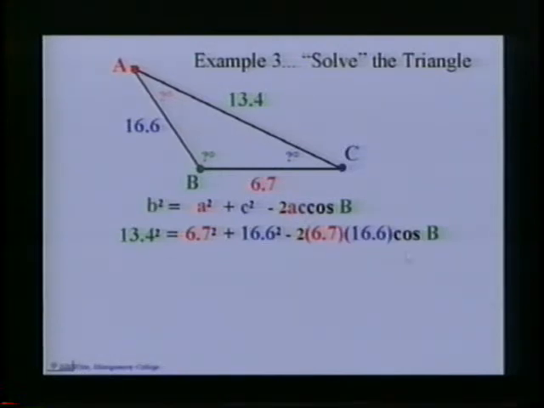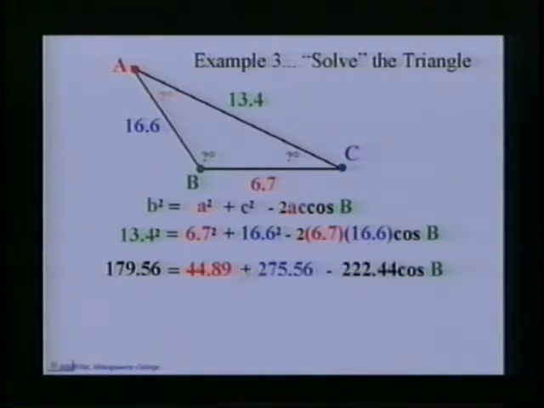Okay, let's do all this multiplication. I'll do it for you. You paid for me. I'll do it. 6.7 squared is that. 16.6 squared is that. And then get all this multiplication. 2 and this will give me this nightmare. Okay? Now what I'm going to do is subtract all of this from both sides.